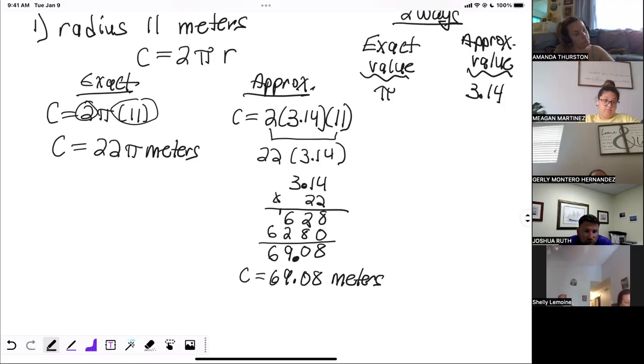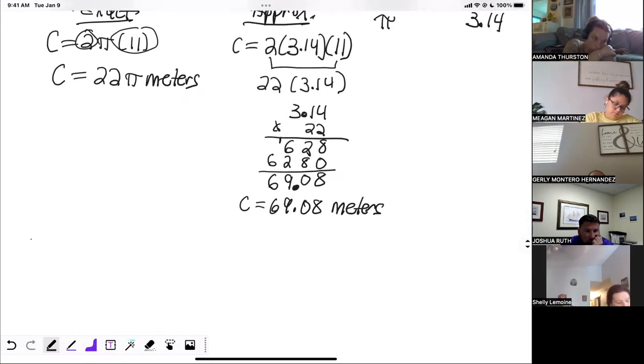Hey, before I do the next one, does that all make sense to you? What approximate versus exact is, and what to use when? As you can tell, when they ask you for an exact answer, it's way easier because you just leave pi.